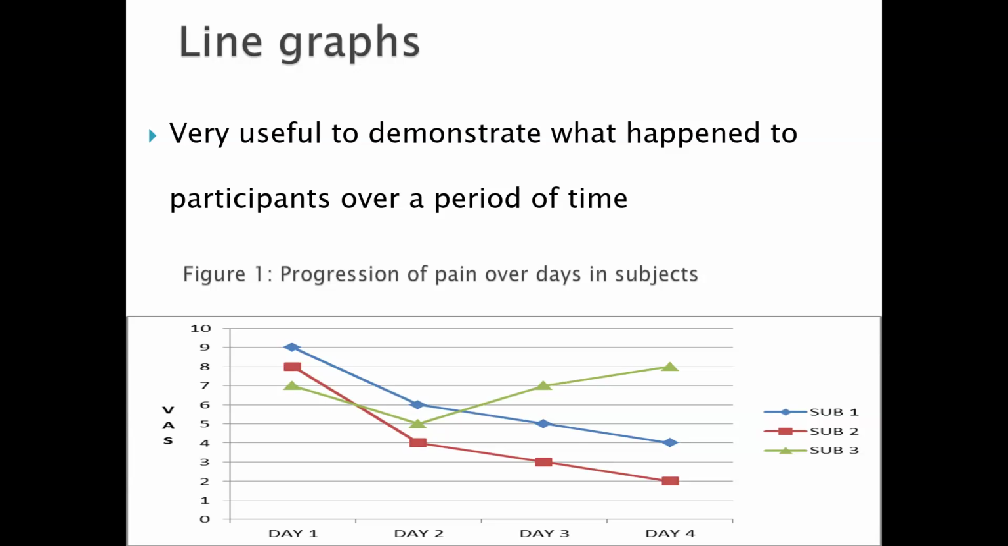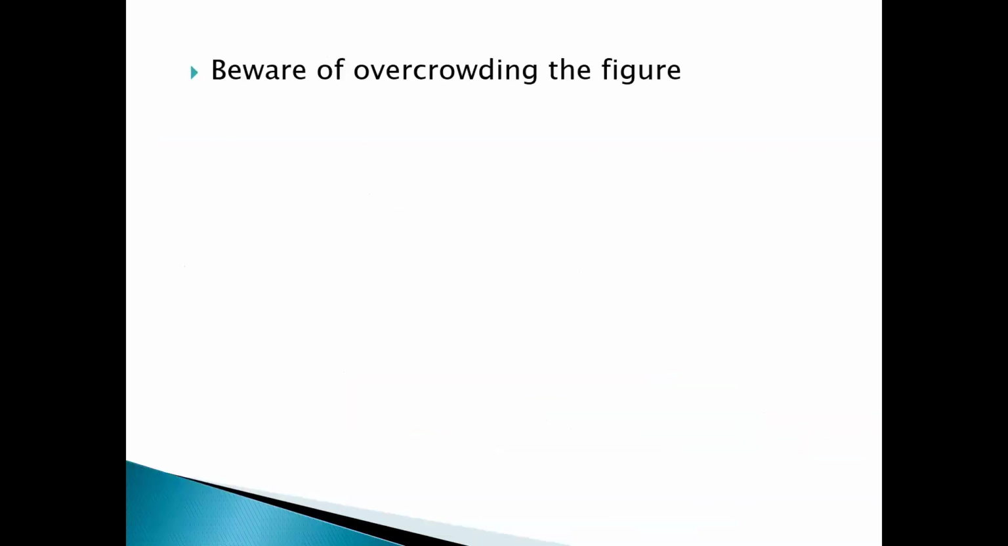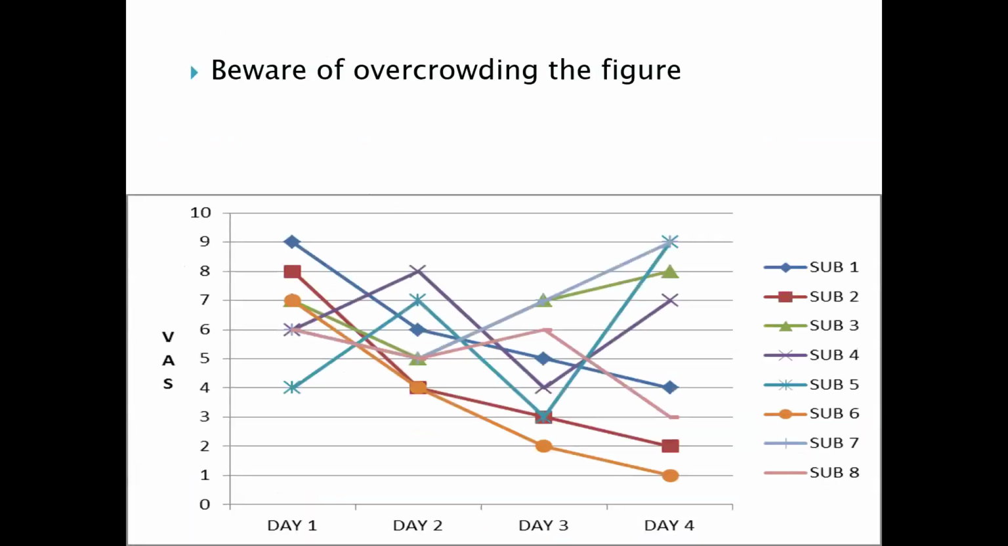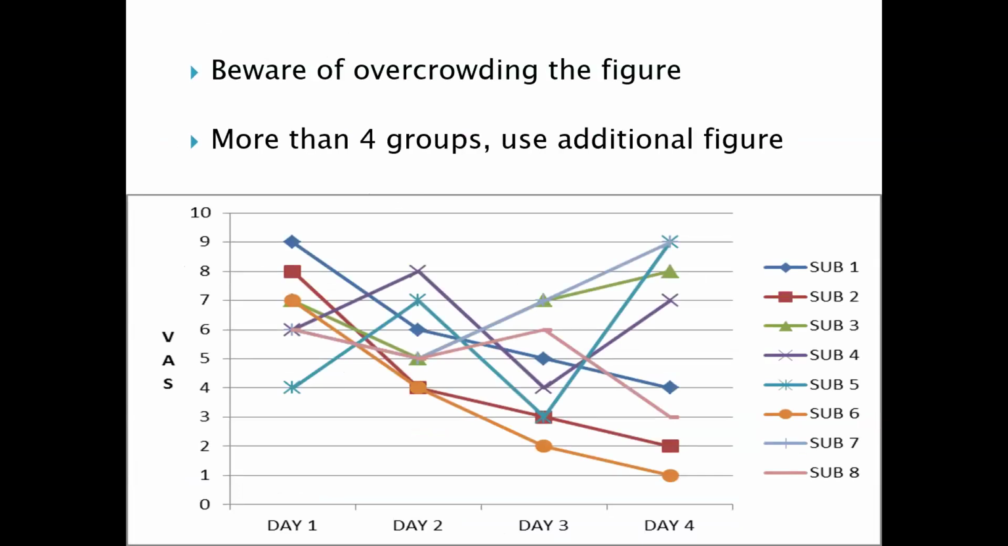But why it is important to know this is, you can use 3 or 4 data points. Here, if I use 3 subjects, 3 participants, it looks very neat. But if you use more than 3 or 4, that makes the data confusing. So that's why you should beware of overcrowding the figure. Always, when you have more than 4 groups or 4 participants to explain in the line graph, use an additional figure. Don't put it in the same figure. That will only create confusion for the reader.